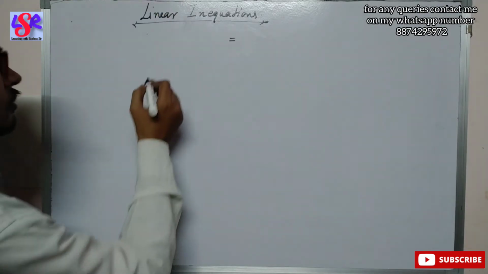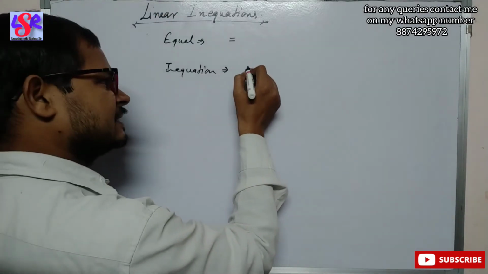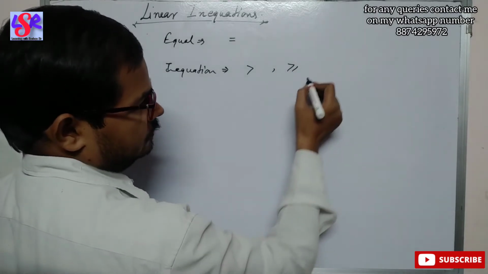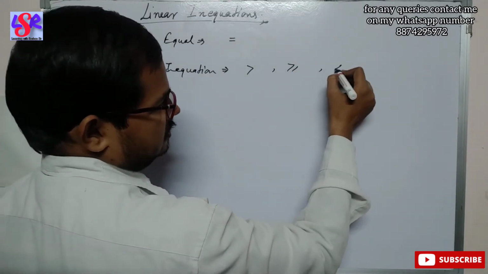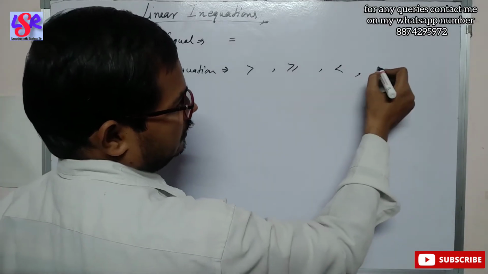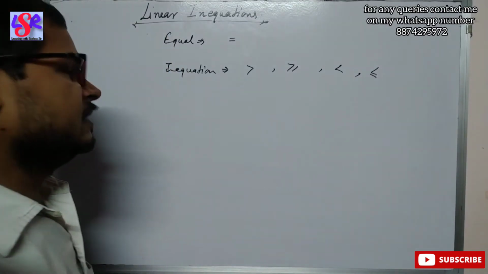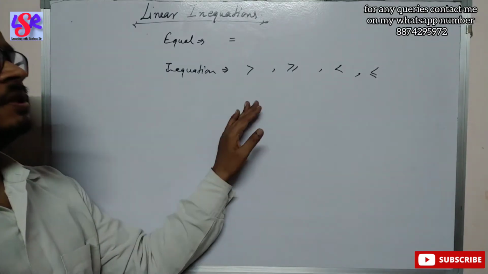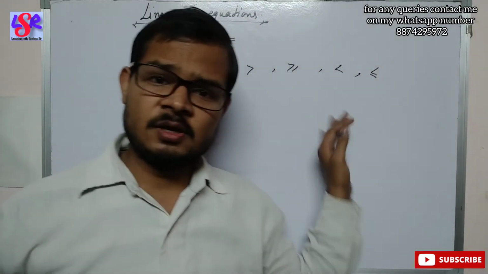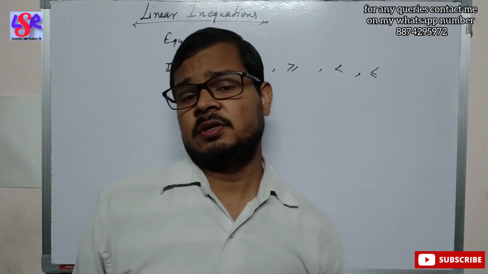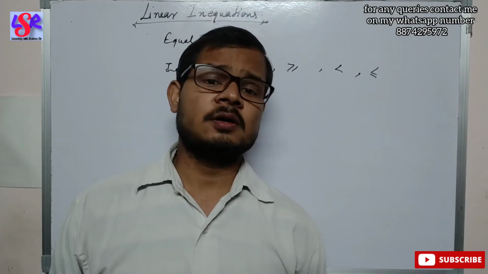In case of the inequation, we are having the signs such as greater than, greater than equals to. It can be smaller than or smaller than equals to. So these are the different signs of inequation. Inequation means they are not equal. They can be greater than, they can be smaller than, they can be greater than or equals to, they can be smaller than or equals to.